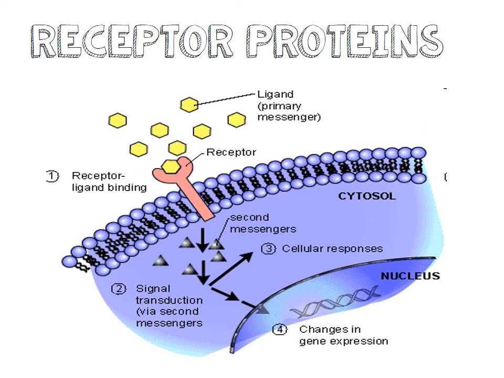So if you look right here, we have receptor proteins. Here is our receptor. Okay, and here's our ligand, which is a primary messenger, and it's going to come in, and then the secondary messengers do their thing, and we get a response. And then something happens in the nucleus because of the receptor protein delivering the message.